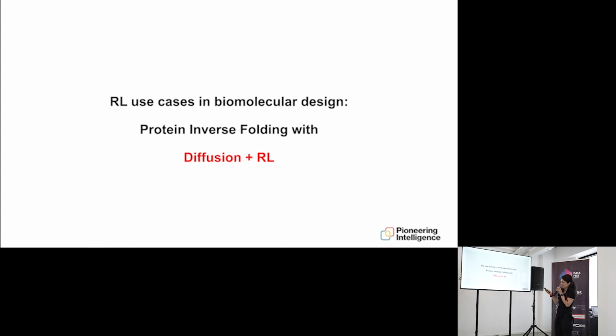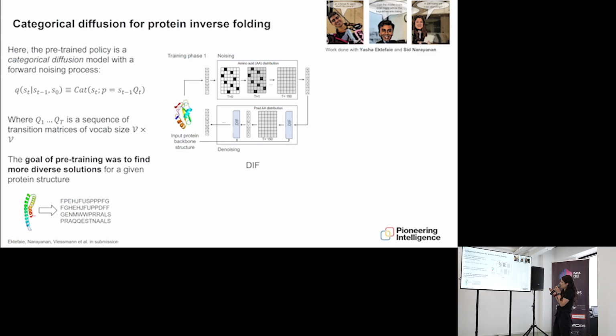Okay, so let's take a look at how that looks for protein inverse folding. So this is work that I did with my colleagues Sid, who actually now works at Future House, and with Yasha Ektefaie, who's a PhD student at Harvard. So we wanted to get at this problem of finding as many solutions to a structure and finding all the diverse space of it. And we hypothesized that a better way of doing this is using categorical diffusion.